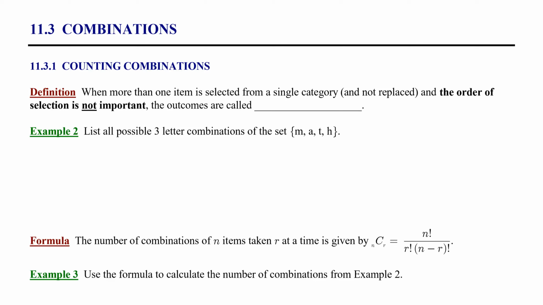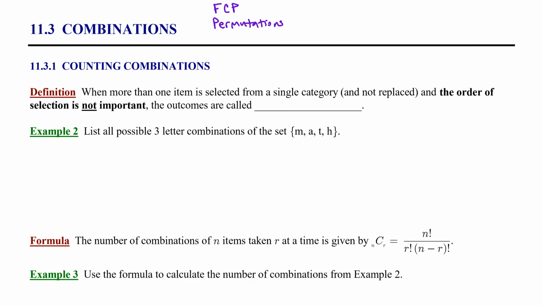At this point in Chapter 11, we've learned a couple of counting principles. The first one was called the fundamental counting principle, where we multiply the number of choices for each decision to count the total number of outcomes. In the last section, we looked at counting permutations.